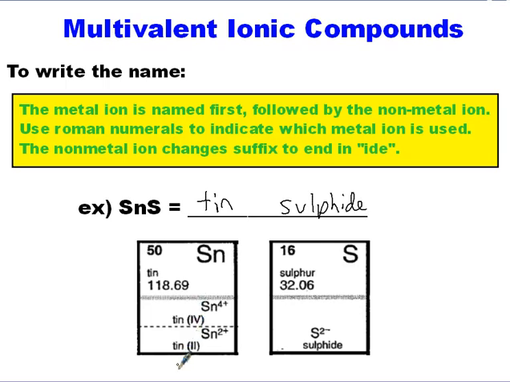Or are we talking about the tin that was tin 2? Because there's two kinds, or two flavors, of tin. Okay, so think about it. Look at the formula, SnS. There's no 4 in there anywhere, so it wasn't tin 4 we were talking about.